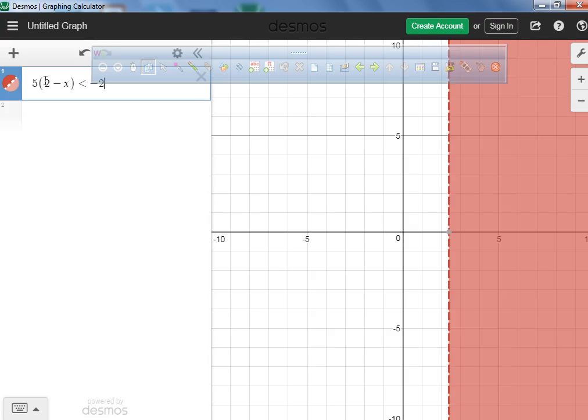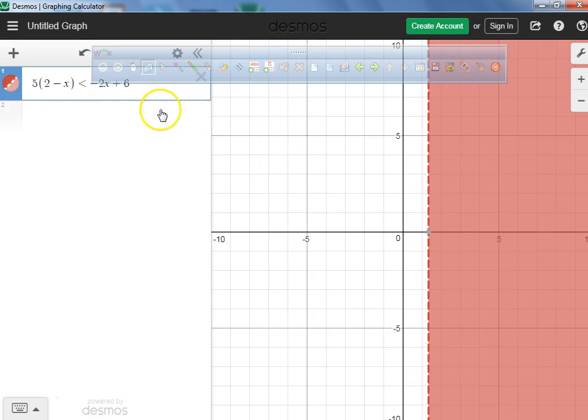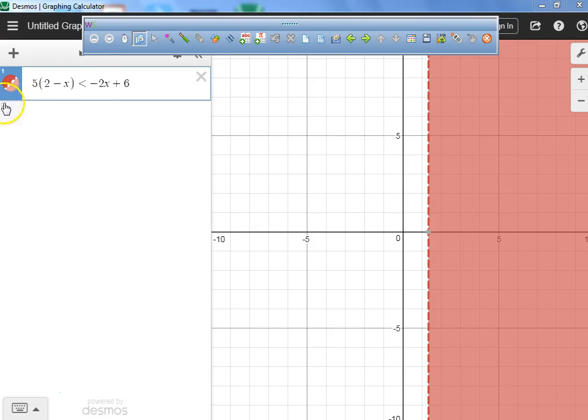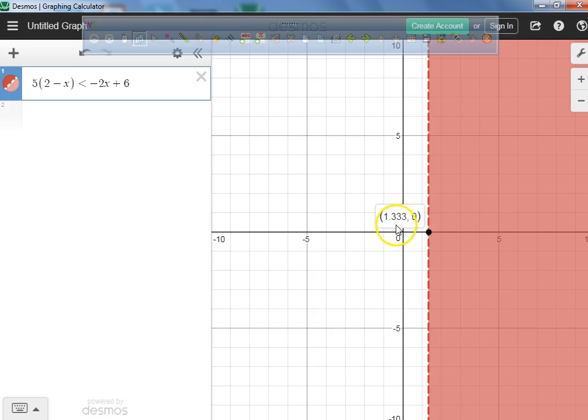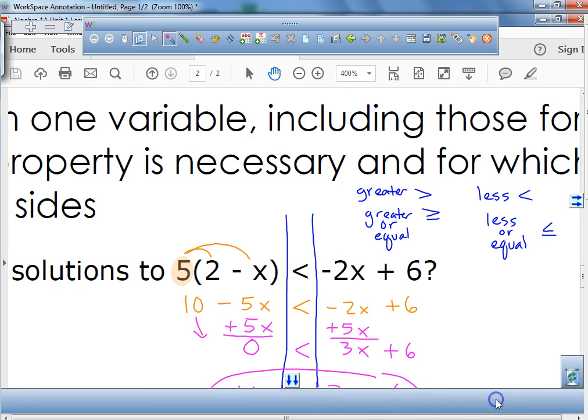-2x plus 6. All right, now look what it did. I just typed it in exactly as it appeared, completely typed it in. And what does it look like? What does that say right there? 1.33333. And what was our answer? 4/3, which we also know is what?